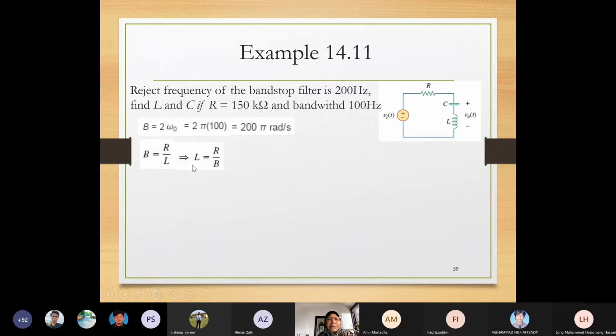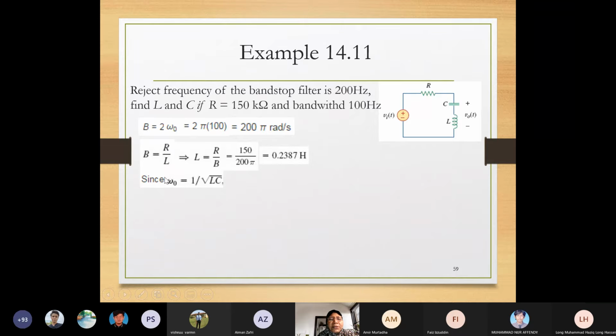Therefore your L is going to be the resistor of the circuit divided by the bandwidth of the circuit. From here you will have 150 divided by 200 pi, and you will obtain 0.2387 Henry.